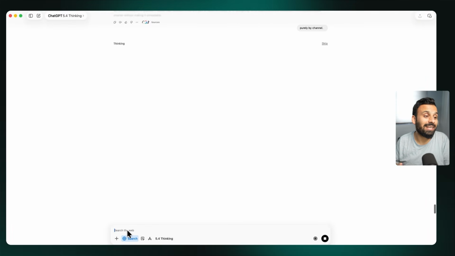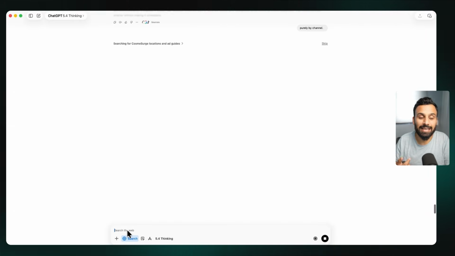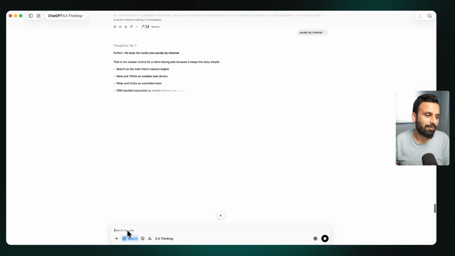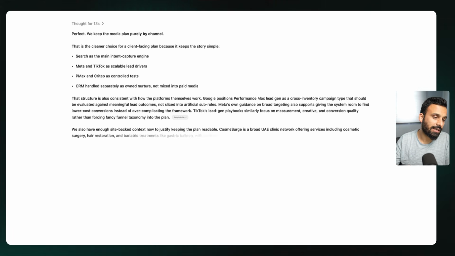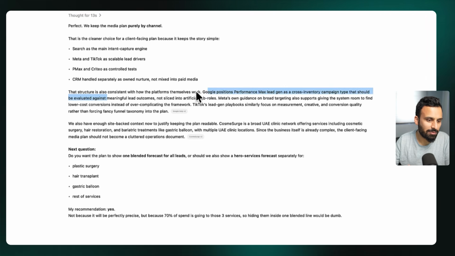Now, if you want to create the most detailed plan in the world, you can do that, and it'll probably take 10 more additional seconds, but that'll be too much. Even the client, they are digital marketers, they won't understand that. But let's keep it this way, the way we provide the media plans. Okay, perfect. We keep the media plan purely by channel. The structure is also consistent with how platforms work themselves.